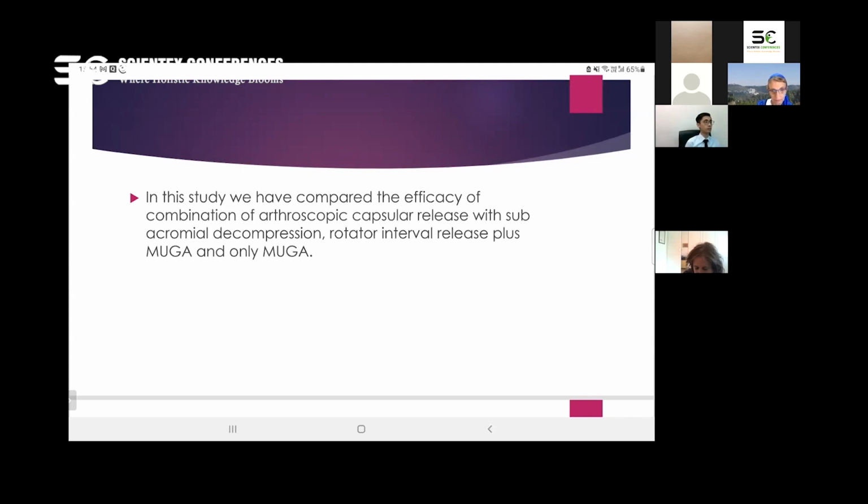The most important thing to remember here is that the restriction is both active and passive. That is, even the active movements of the patient are restricted, and when we try to move the shoulder passively, those movements are also restricted. This is one of the most important diagnostic features which helps us differentiate adhesive capsulitis of the shoulder clinically from rotator cuff tears.